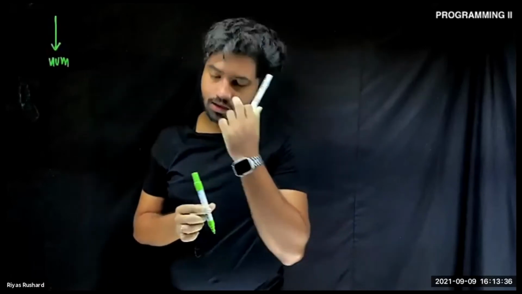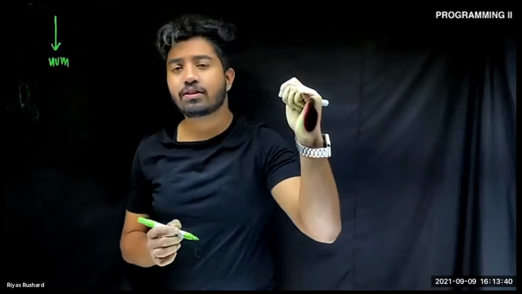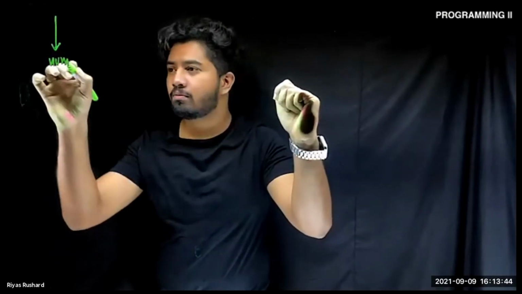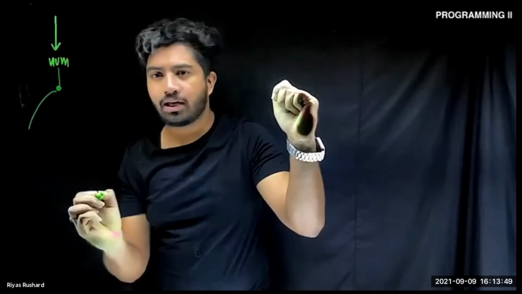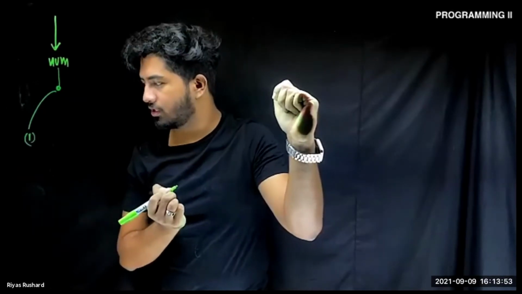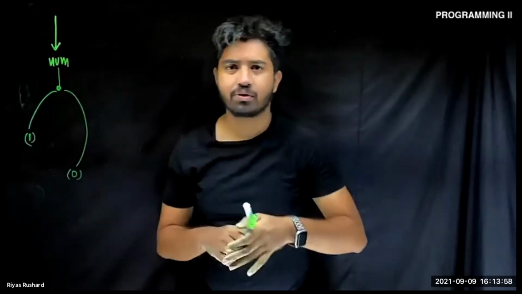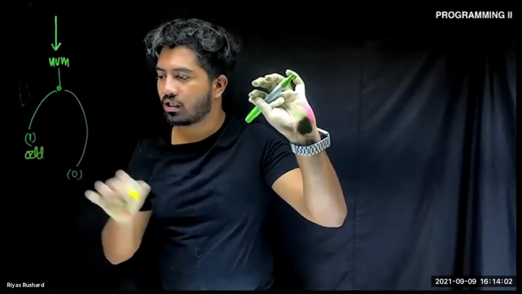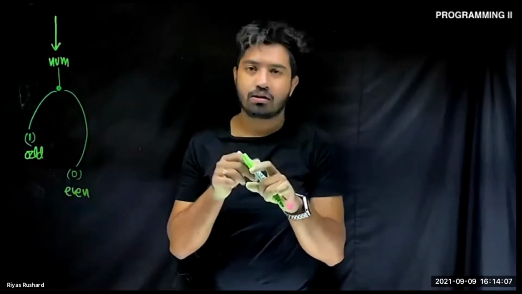Now, how do you say it without the programming? Forget about the programming and all those things. How do you say whether this number is odd or even? Basically, the remainder of the number: if the remainder is 1, we call it odd, and if the remainder is 0, we call it even.